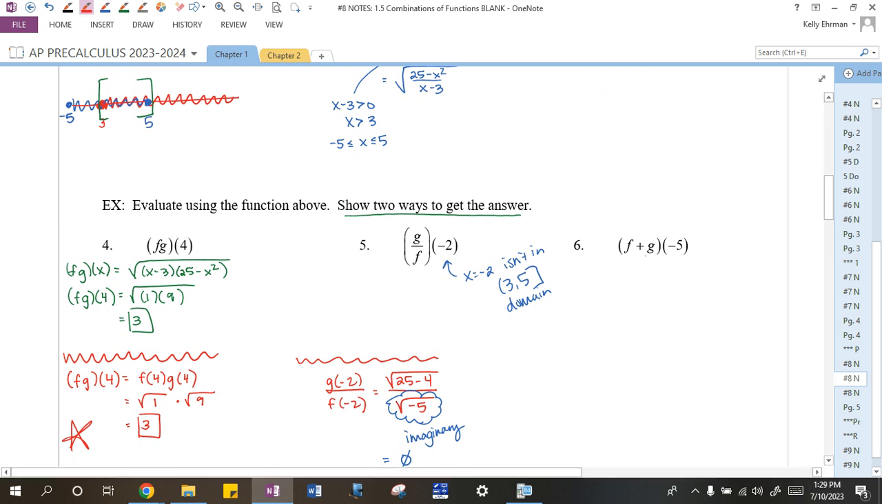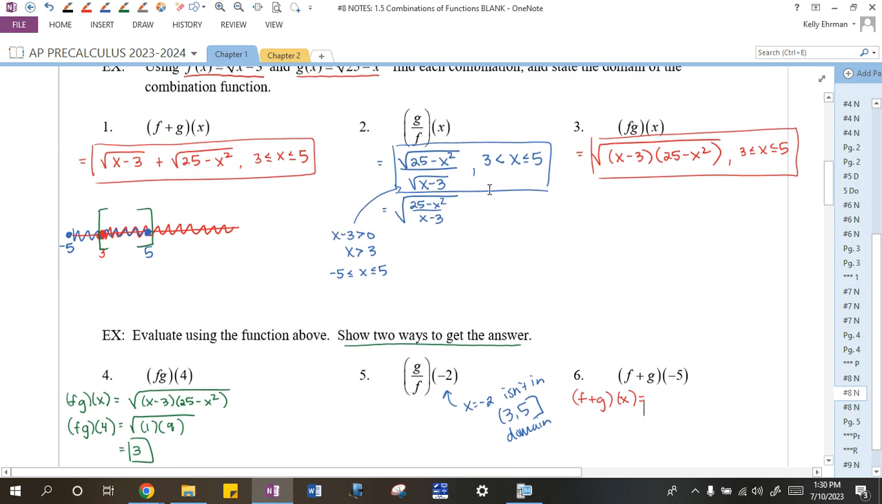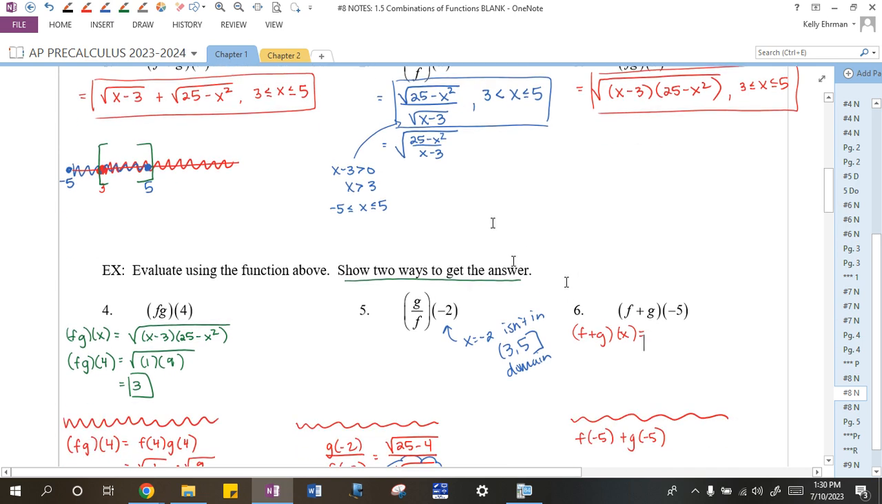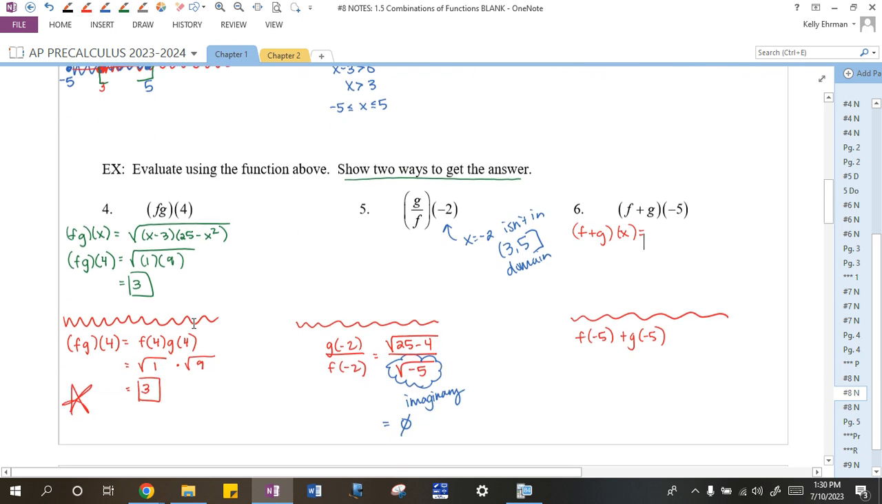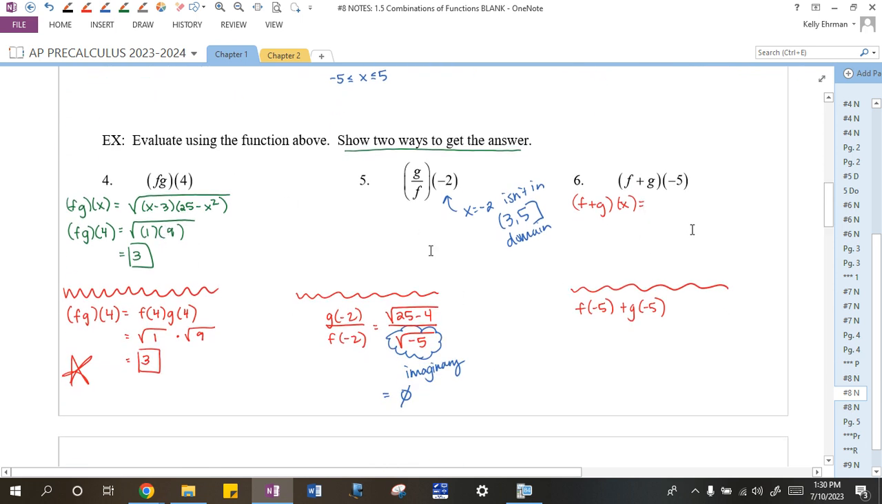Excuse me. f plus g of negative 5. Again, I'm going to focus on method 2. Think of it as f of negative 5 plus g of negative 5. Your other option is to say, I'm going to plug negative 5 into this f plus g of x equation. But again, for these examples, this is kind of a poor choice of problems because the two methods look pretty close to the same thing. So anyway, I'm just trying to hammer home the point that you can do this.